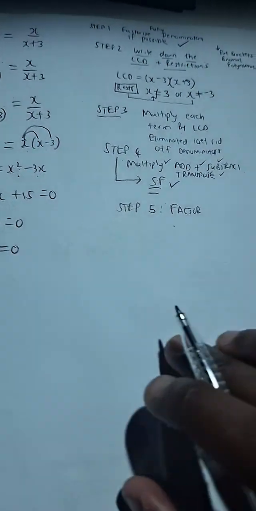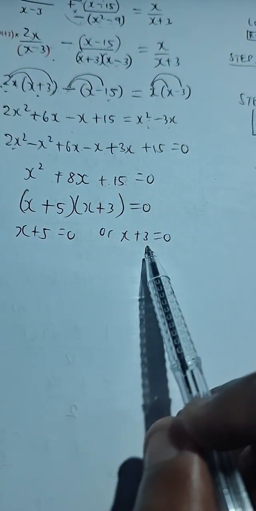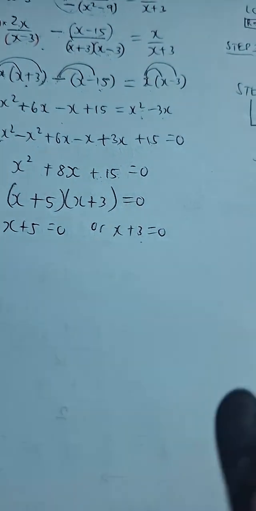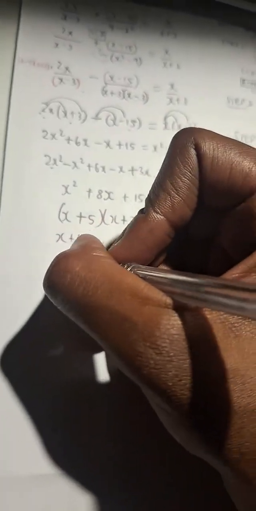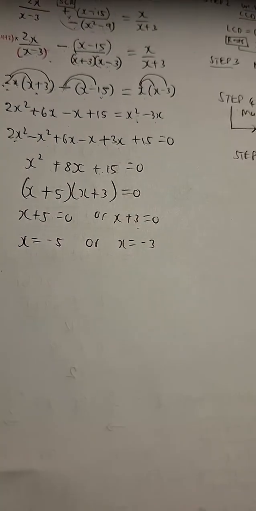Then after factors, we then write what? We apply the zero factor law. So x plus 5 is equal to 0, or x plus 3 is equal to 0. That is our zero factor law. And then last but not least, step 7, we have now to write our roots. Our roots are: x is equal to negative 5 or x is equal to negative 3.